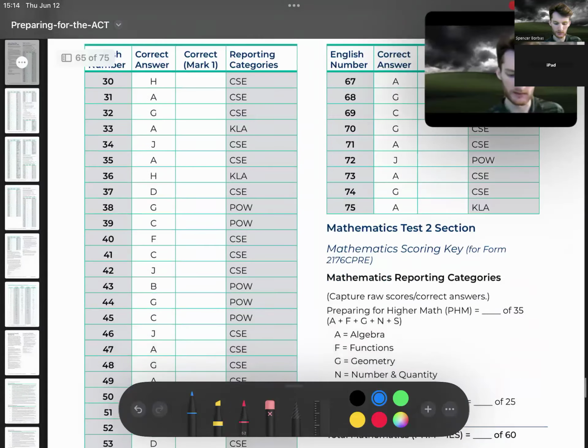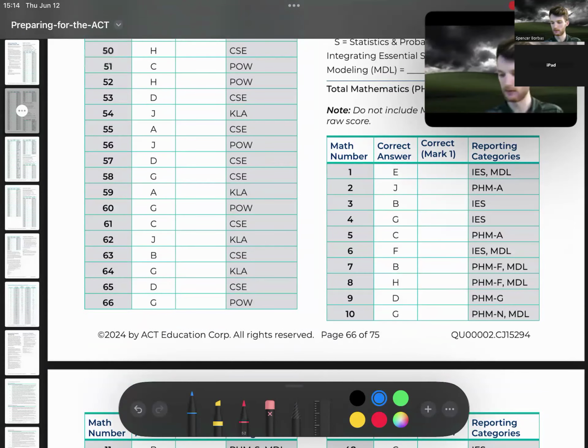This is English, so I need to do math. So I need to count how many I got right. I put E for one, so that is correct. Two, I did not get right. I put B, which is equal to G. Three, I put B. Four, I put G, that's correct. Five, I put C, correct. Six, I put F, correct. Seven, I put B is correct. Eight is H, nine is D, 10 is G.